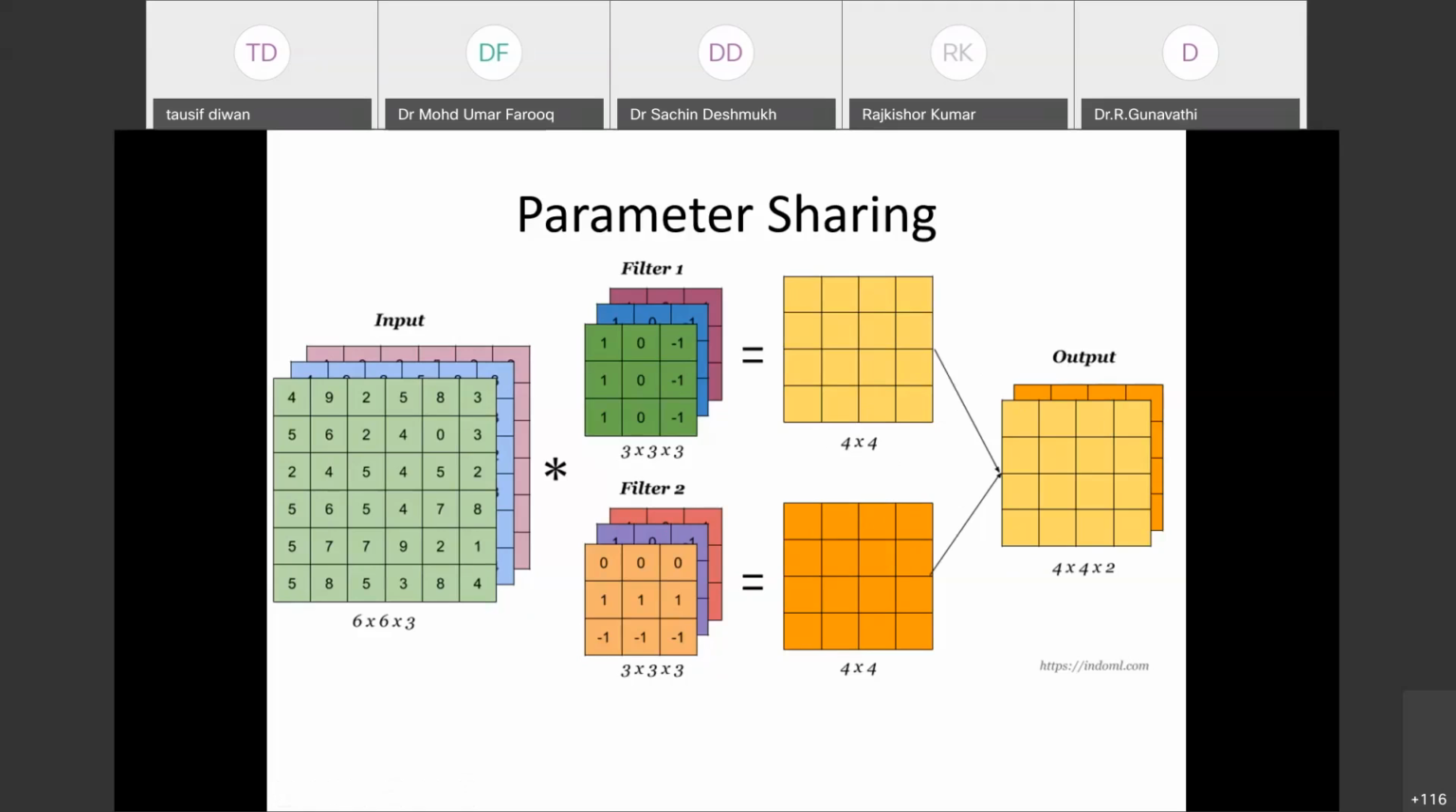The depth of the output is equal to the number of filters. See how many filters we are applying here? 2 filters we are applying. So the depth of the output is 2. If we apply 10 filters, then the depth of the output is 10. The output generated by applying these filters is cascaded in the Z direction.